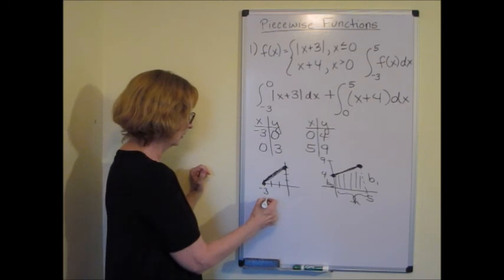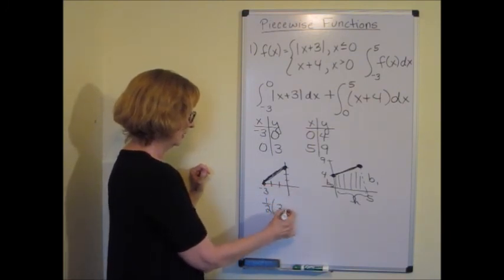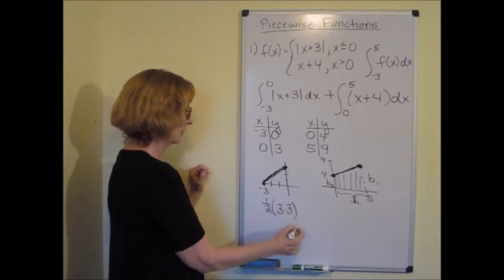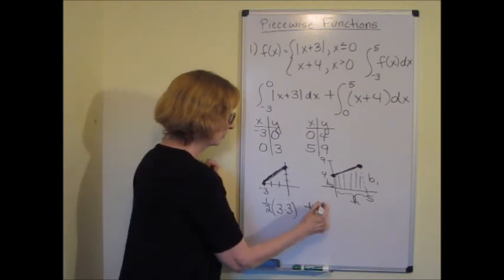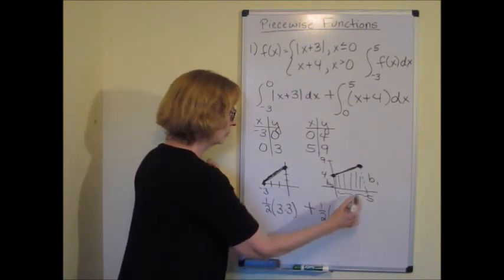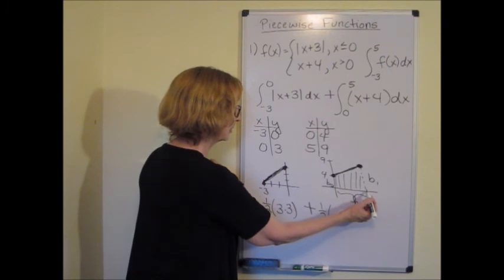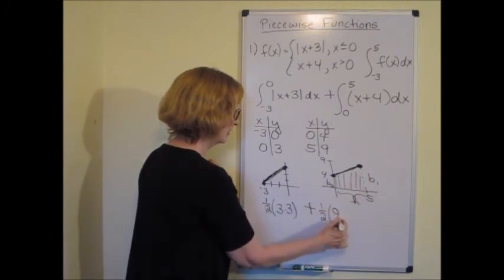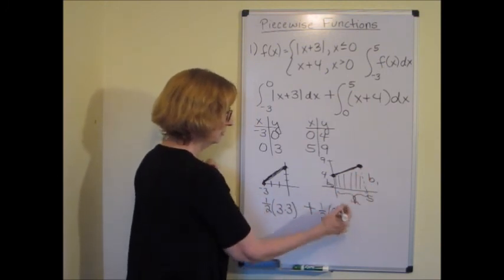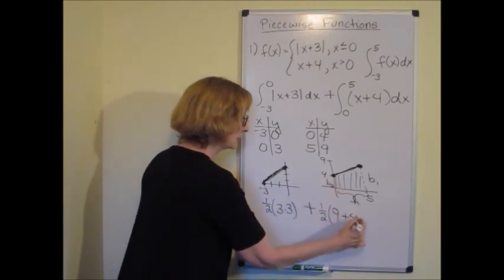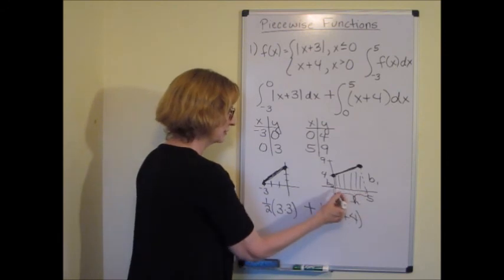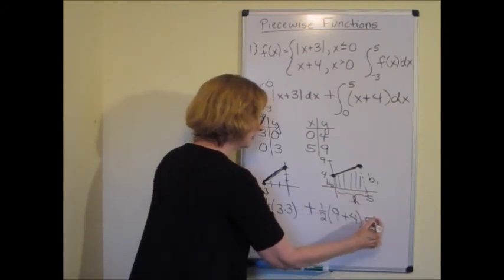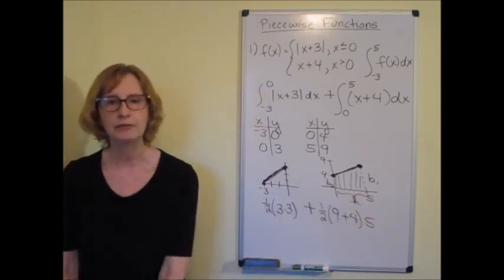This one, the triangle, is going to be 1/2. The base is 3, and the height is 3, plus this trapezoid is 1/2, base 1, which is going from 0 up to 9, so that's a 9, plus base 2. Base 2 is from 0 to 4, so that's 4, right? Times the height, which is from 0 to 5. That's a length of 5 there. And this is what I would have for that one.